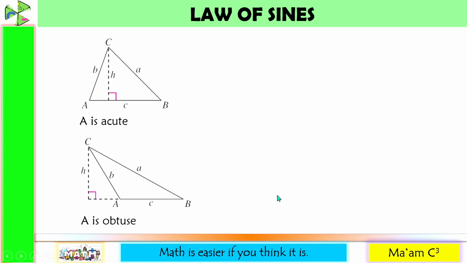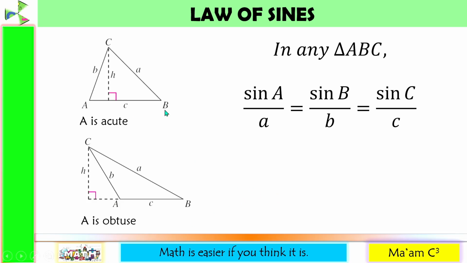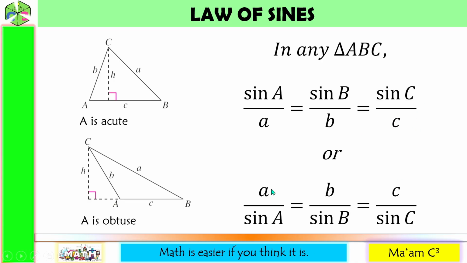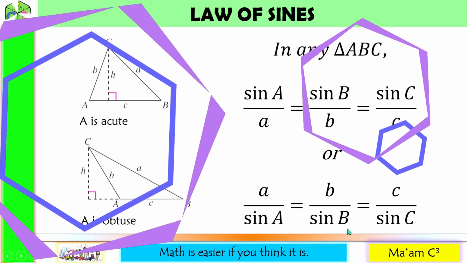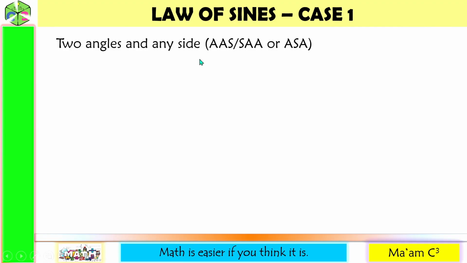It states that in any triangle ABC, sine A over side A equals sine B over side B equals sine C over side C. Or it could interchange. Side A over sine A equals side B over sine B equals side C over sine C. I'll elaborate this later. For now, let us talk about case number 1. Two angles and any side, AAS or SAA, or angle side angle, ASA. So the possible triangles would be this one.